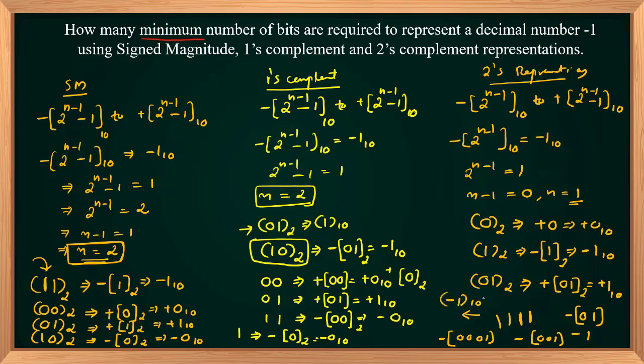In general, if you extend the sign bit, the represented number won't change. So effectively, only one digit is required to represent a minus 1 in 2's complement representation. 2 digits are required to represent a minus 1 in 1's complement representation, and 2 digits are required to represent a minus 1 in signed magnitude representation.